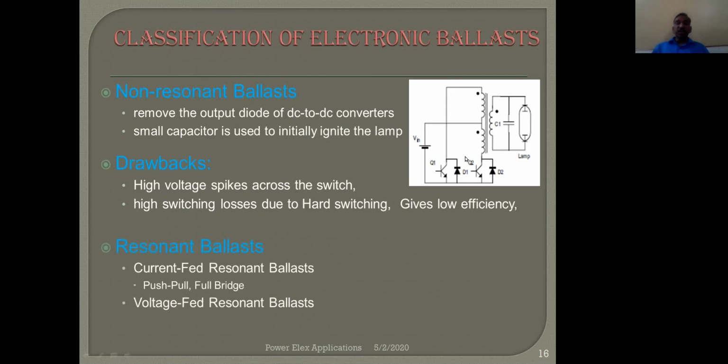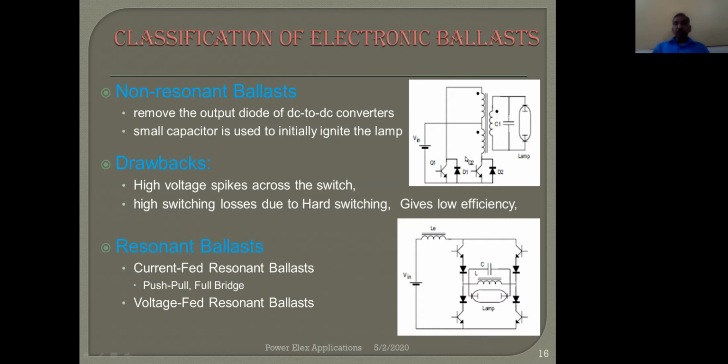So we turn to the resonant ballast. And these resonant ballasts are either voltage fed or current fed. In current fed, we do have either push-pull or full bridge ballast. We can see one of the bridge ballasts over here, where this is the DC link, a choke circuit, a full bridge circuit, a ballast, a capacitor starter, and provided to the discharge lamp, the electrodes of the discharge lamp.